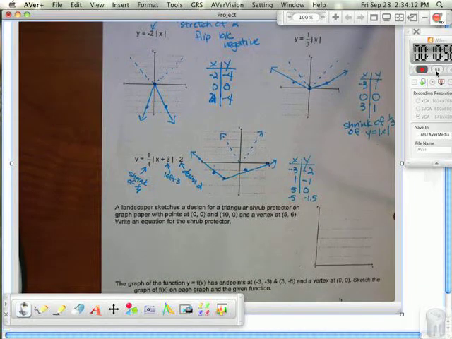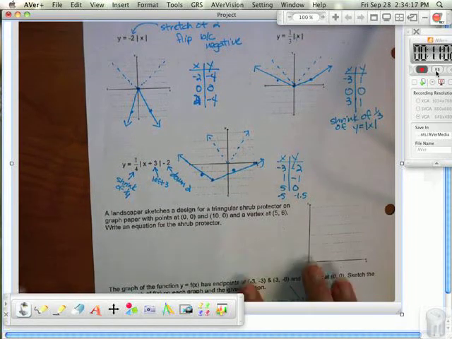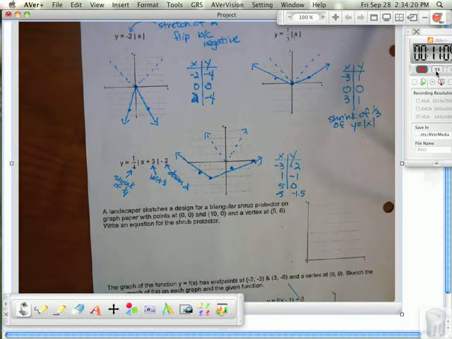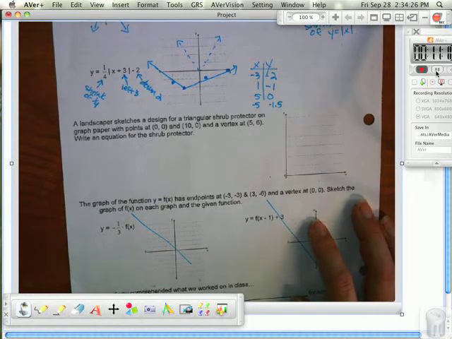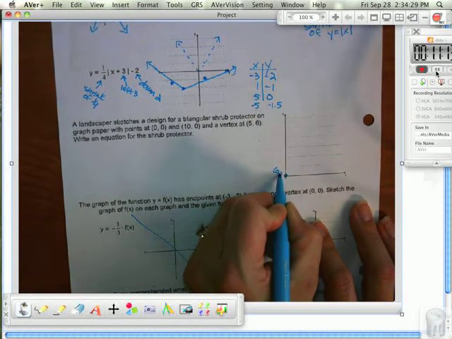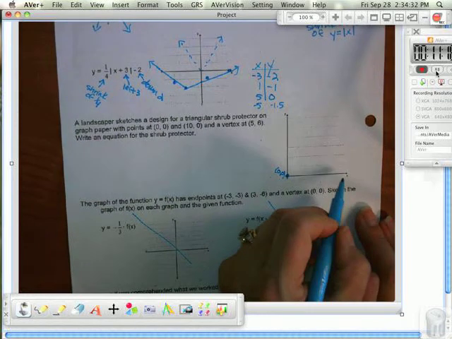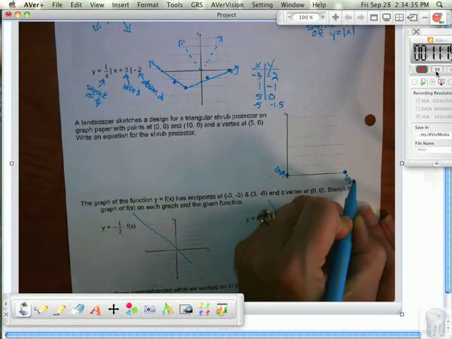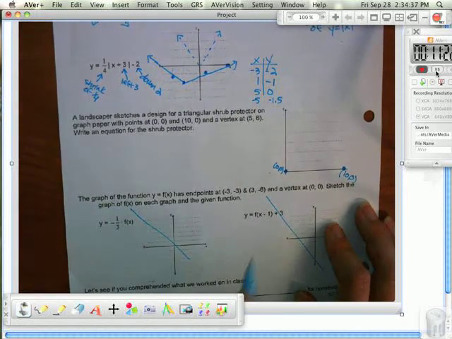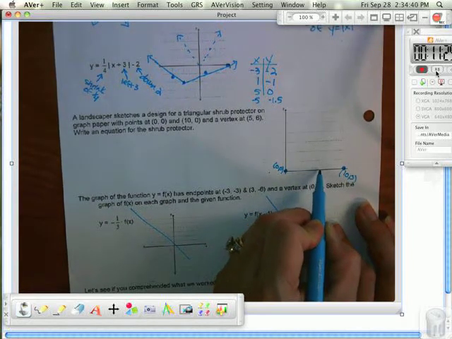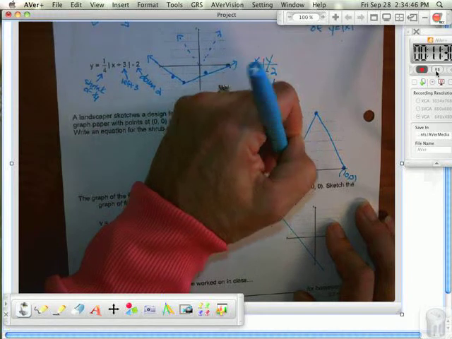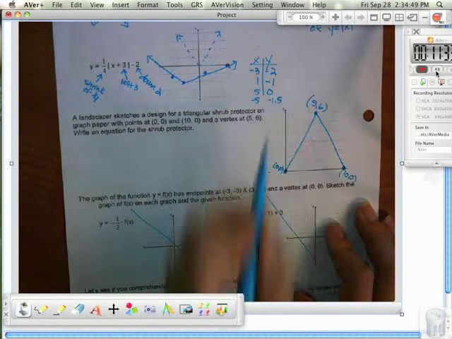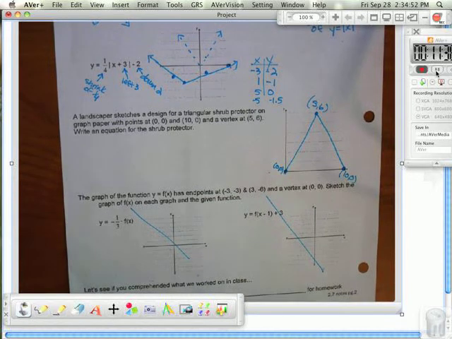Okay, let's do this last problem. We're not going to do this on the bottom. We're just going to do this one right here. A landscaper sketches a design for a triangular shrub protector on graph paper with the points 0, 0, 10, 0, which I'm just going to say is right here, and 5, 6. 1, 2, 3, 4, 5, and up 6. I'm just going to say it's here. There's my graph, okay? Write an equation for the shrub protector.